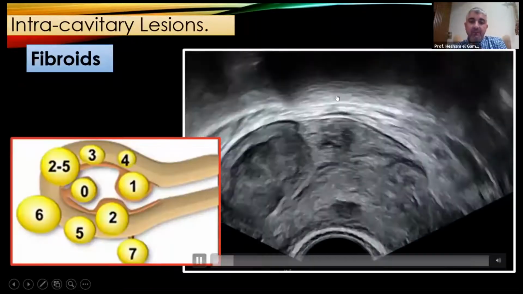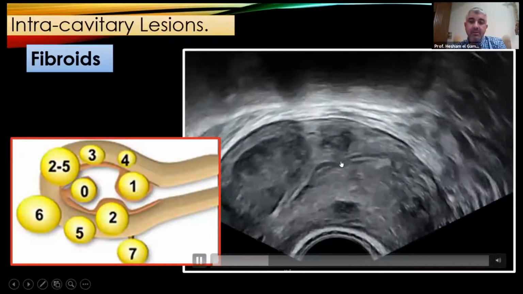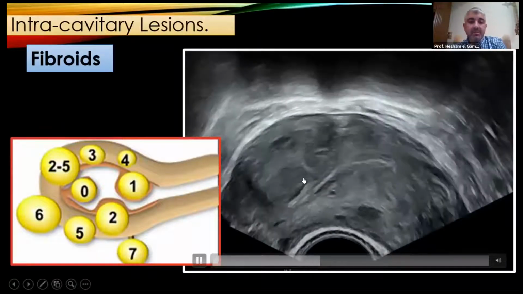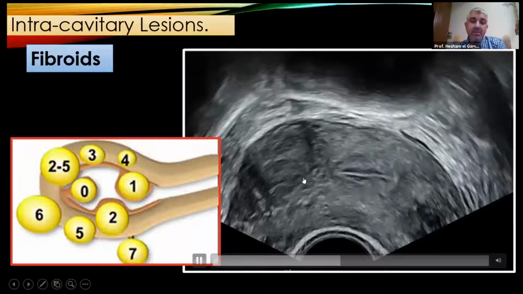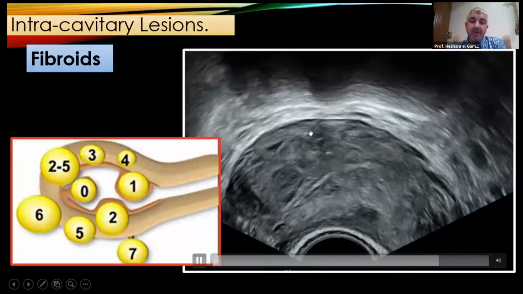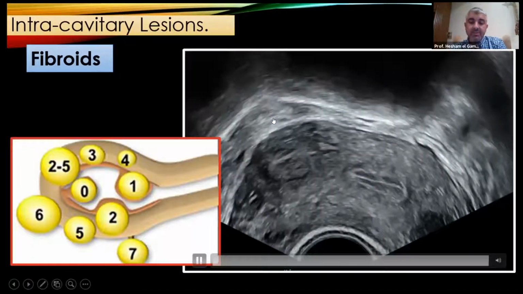And over here we have a type 4 that is completely interstitial, and again, you could say it's a type 3, or you could see it's a type 2-5 again because it touches the endometrium, causing slight obliteration of the upper part of the cavity, and again it touches the serosa.